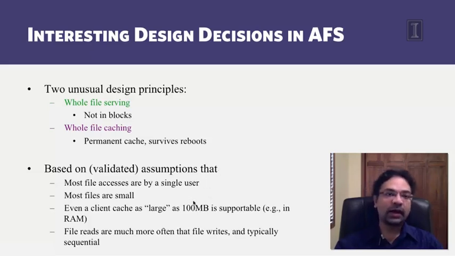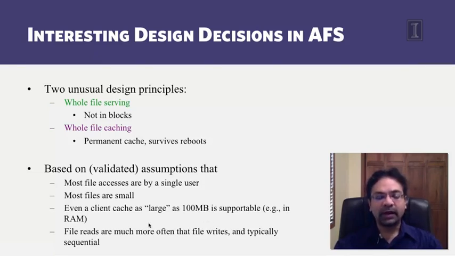So yes, files that are gigabytes or terabytes in size may become very slow, but those are not the common files anyway. The most common files are small and accessed by a single user, and those are made really fast by dealing with entire files rather than blocks. Also, even a client cache as large as a few hundred megabytes can be stored in RAM, and nowadays you can store caches that are even a few gigabytes in RAM.